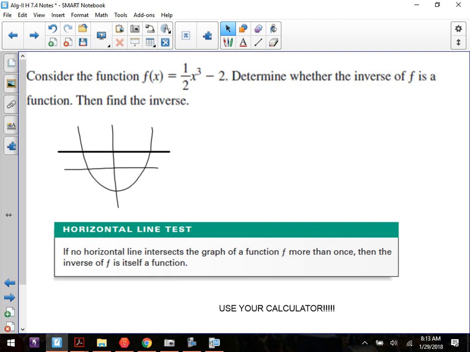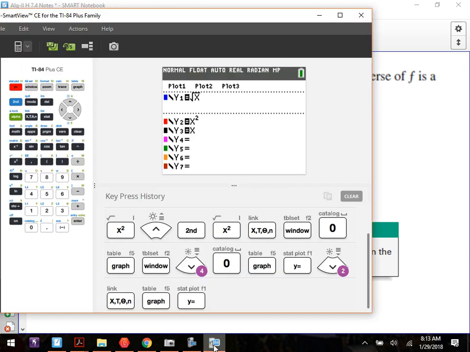Okay? Now in this case, I just drew up a quick example. There was no implied domain restriction. But if you go back to the other one where we had x squared where x was greater than or equal to 0, that would pass the vertical line test because it had that restriction to it. Okay? So it's just those little subtle things you have to be careful with. So if I'm looking at this one, 1/2 x cubed minus 2, I'm going to throw out my calculator real quick to see what that graph looks like.